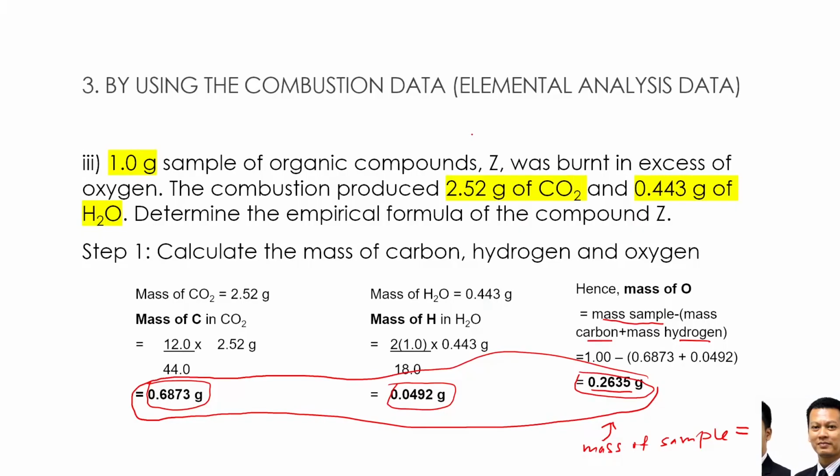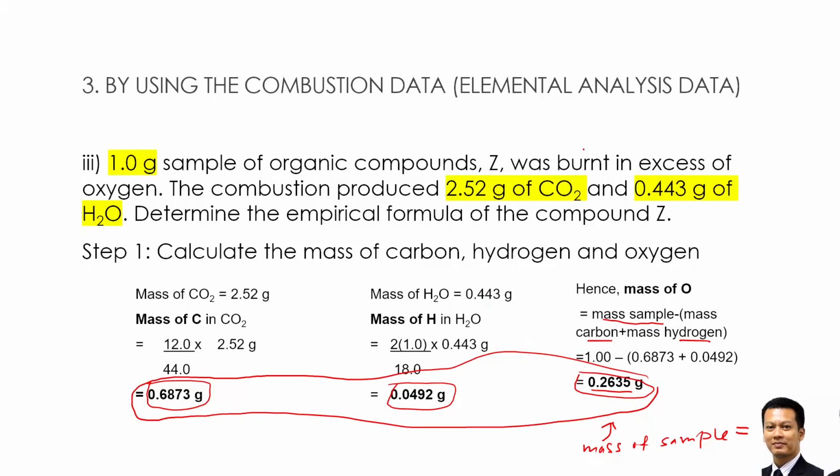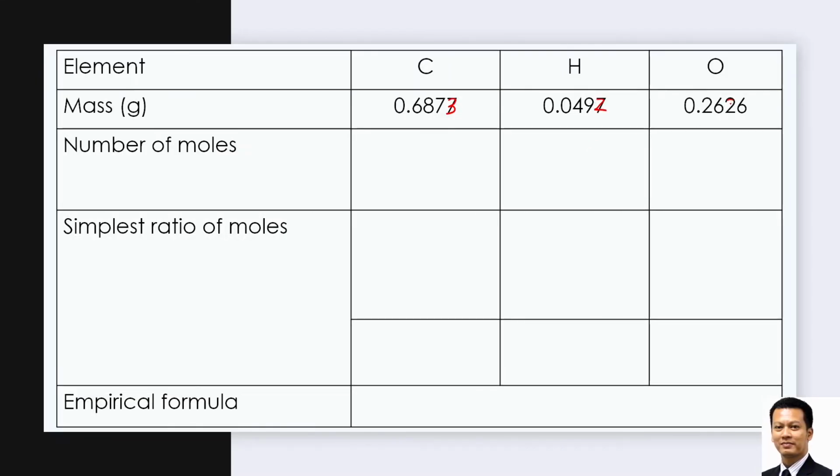Why will the value differ? This one is 73, sorry, 92. And this one is 2635, sorry. But it's okay. Only a little bit of difference.